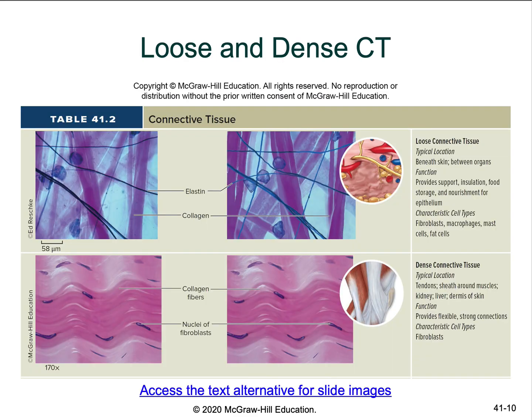We had said that you can have either loose or dense connective tissue. Here you can see this one is the dense version, with how they're kind of compressed together. So that one is dense connective tissue versus loose. Here they say that the typical location is tendons, so the sheath around the muscle. So this is really going to help with movement.